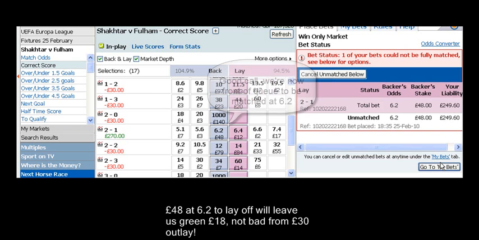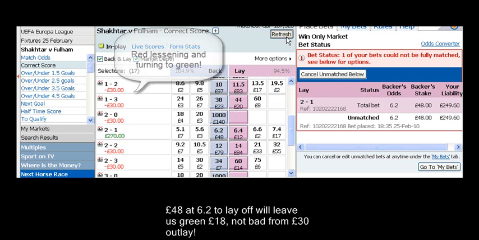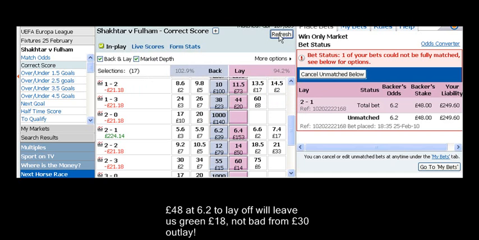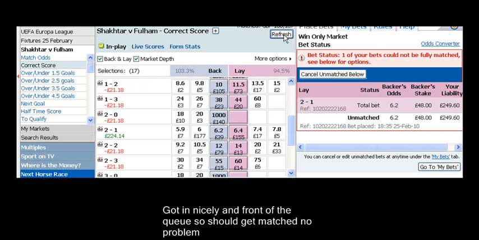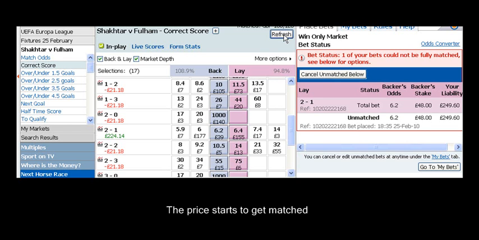And you can see there our money is there at 6.2, and immediately it's starting to be matched. Okay, so half of our money has already been matched. We're at the front of the queue, so we got in exactly where we wanted to be, at the right price. £21 left to be matched. You can see the red screen there. And we got a big green on the 2-1.